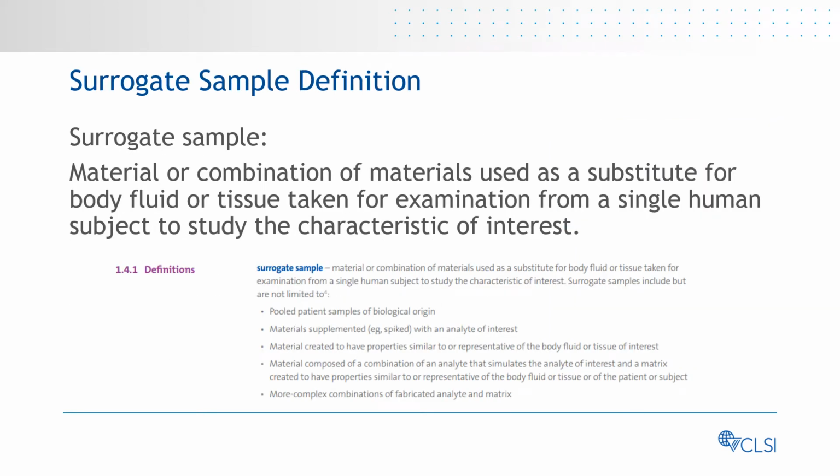The EP39 guideline defines a surrogate sample as a material or combination of materials used as a substitute for body fluid or tissue taken for examination from a single human subject to study the characteristic of interest.